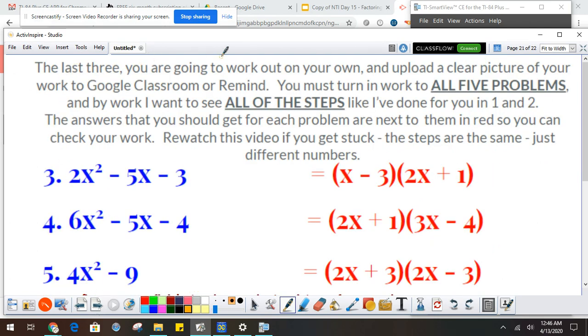Guys, these are the last 3 that you're going to work out on your own. I need you to upload a clear picture of your work to Google Classroom or Remind. You must turn in the work for all 5 problems, and I want to see all the steps like I just did for you on the video, including problems 1 and 2. The answers that you should get for each problem are next to them in red so that you can check your work. Rewatch this video if you get stuck. The steps are the same, just different numbers for each question.